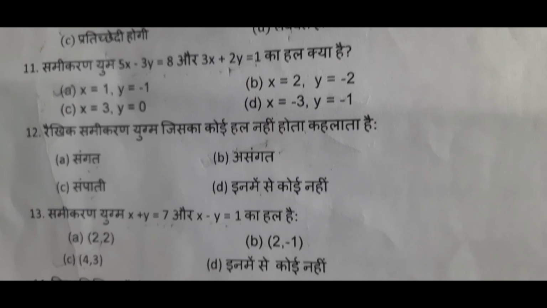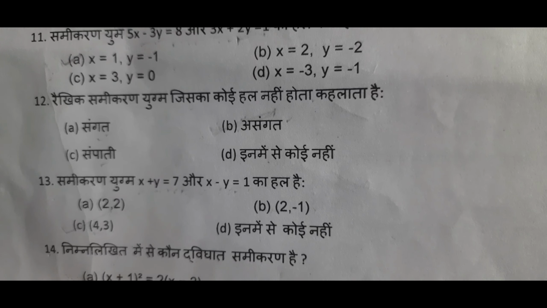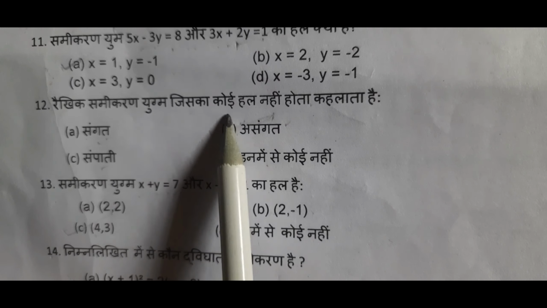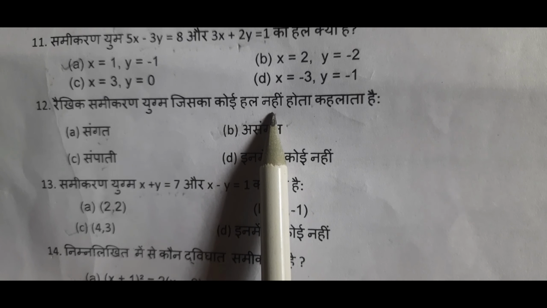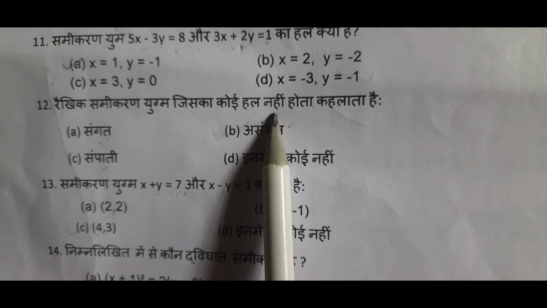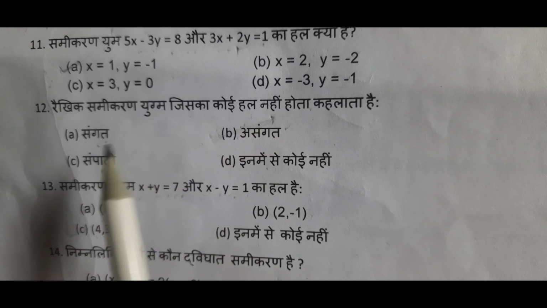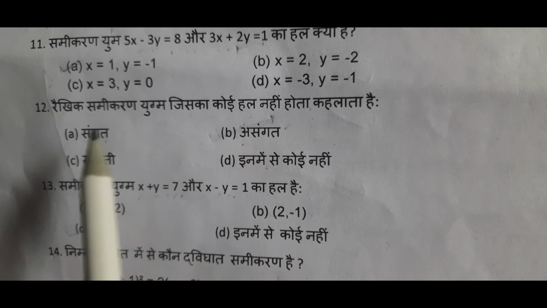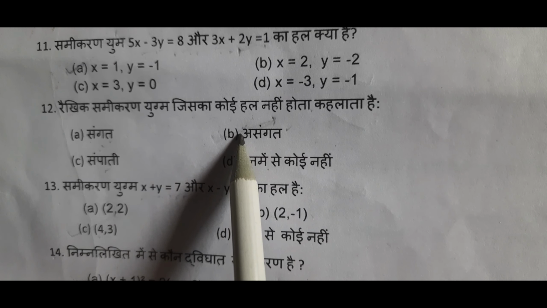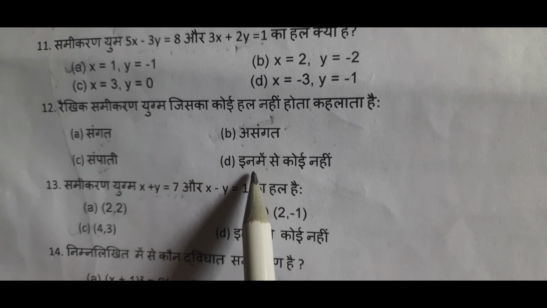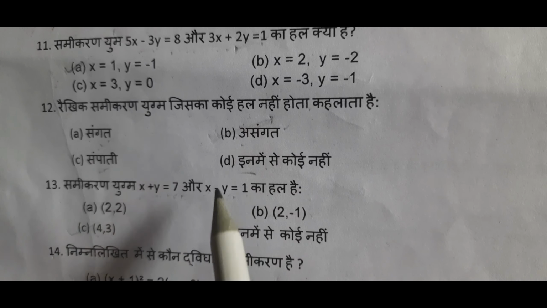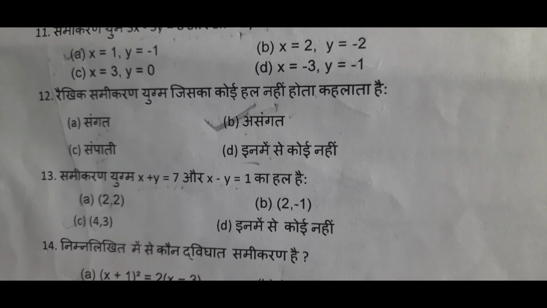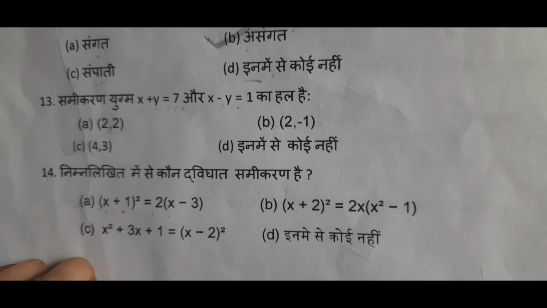Okay. Now question number 12. A pair of linear equations which has no solution, कोई हल नहीं, जिसका कोई solution नहीं होगा, वो क्या होगा? Is it असंगत, that means inconsistent, coincident, none of these? So that is inconsistent. Question number 12 done.